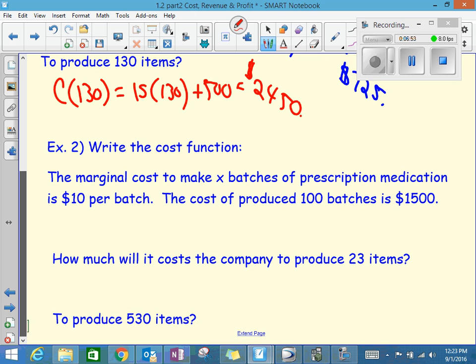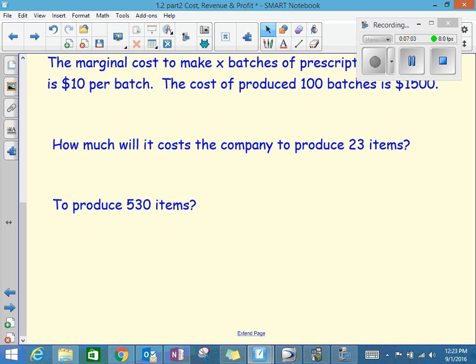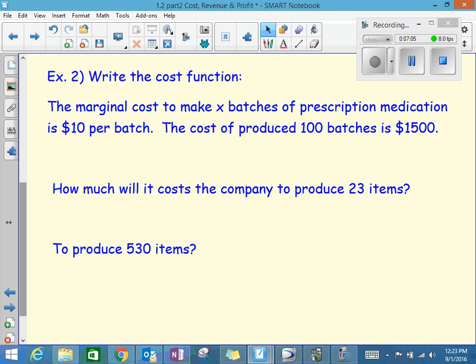Okay, now, so that's one type of problem. That's like the most basic, where you're actually told straight up what marginal cost is and what fixed cost is. The next type, so let's try this one. The marginal cost to make X batches of prescription medication is $10 per batch. The cost to produce 100 batches is $1,500.